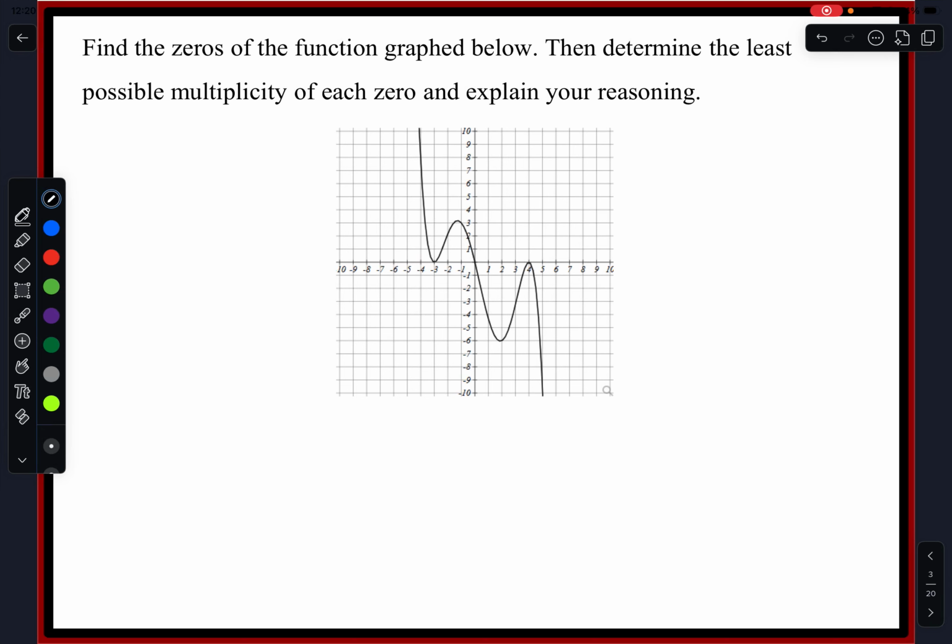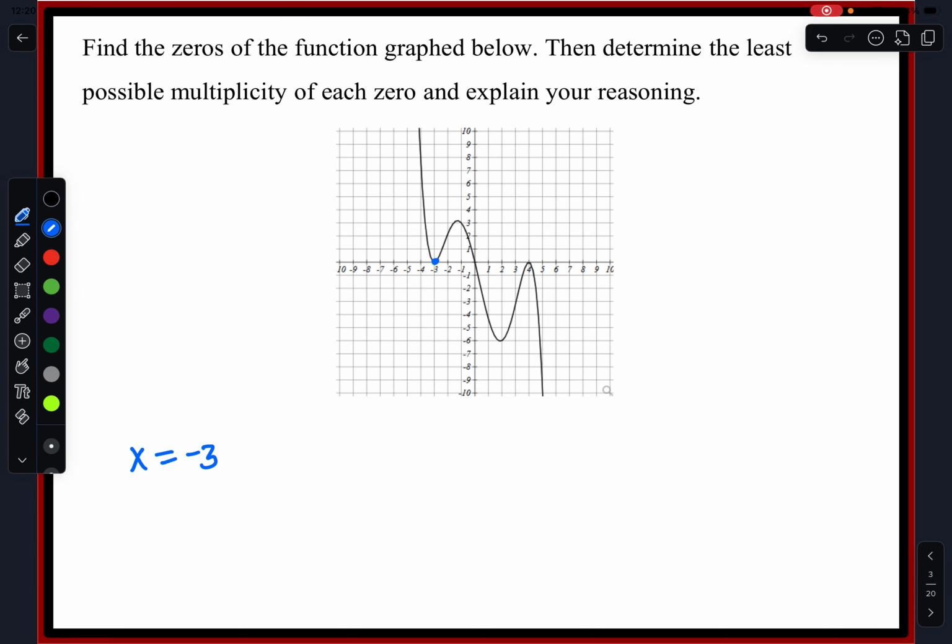In this example for the homework, we're asked to find the zeros of the graphed function and then determine the least possible multiplicity of each zero and explain why that could be true. Well, let's start from left to right and identify what the zeros are. So the first one we see here is -3. So x equals -3.